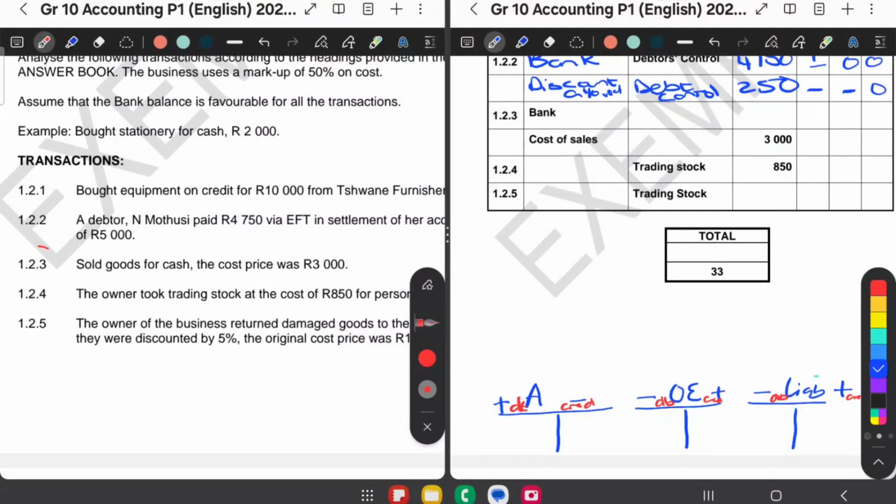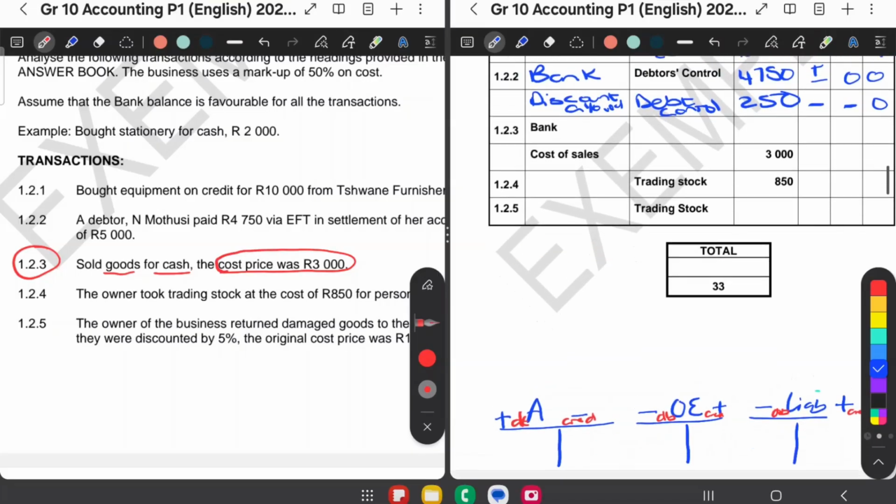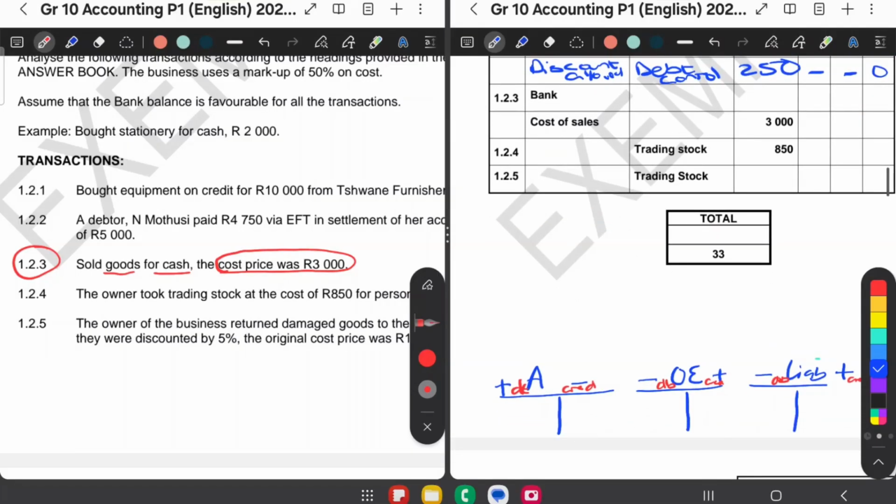Our next adjustment is 1.2.3. It says we sold goods for cash and the cost price is 3,000 Rand. When you sell goods, whether it's on cash or credit, you have 4 accounts involved. The first 2 accounts have to do with the selling price and the other 2 accounts will have to do with the cost price. We sold the goods for cash, so bank is involved and then sales is involved.